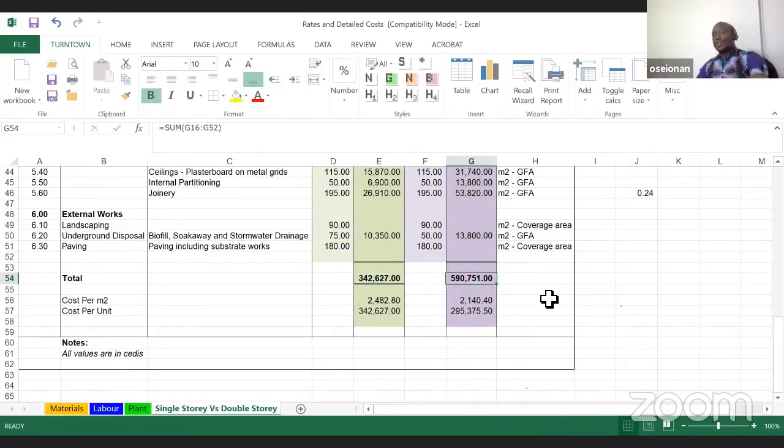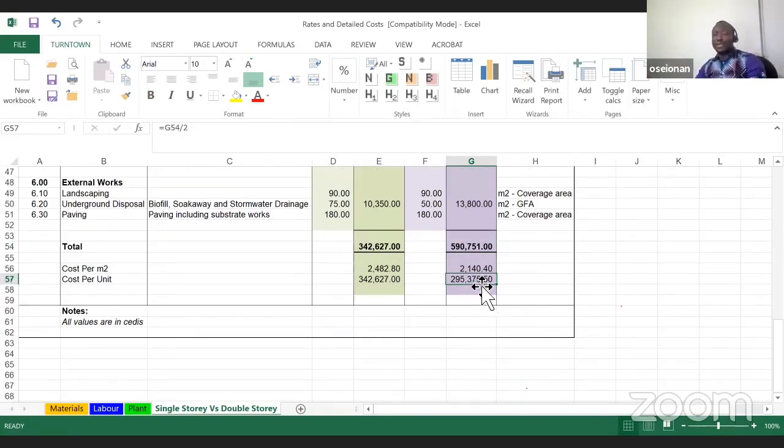And this is for a double story of the same size as a single story, but in 2 levels. Because of economies of scale, when you're building a double story, you have so many things being done at the same time, and therefore you're saving. The cost per unit reduces by approximately 50K, which is about 15% saved compared to building just a single story. So to a large extent, I always tell people that if you have the resources, go with the double. You can rent the other unit out.